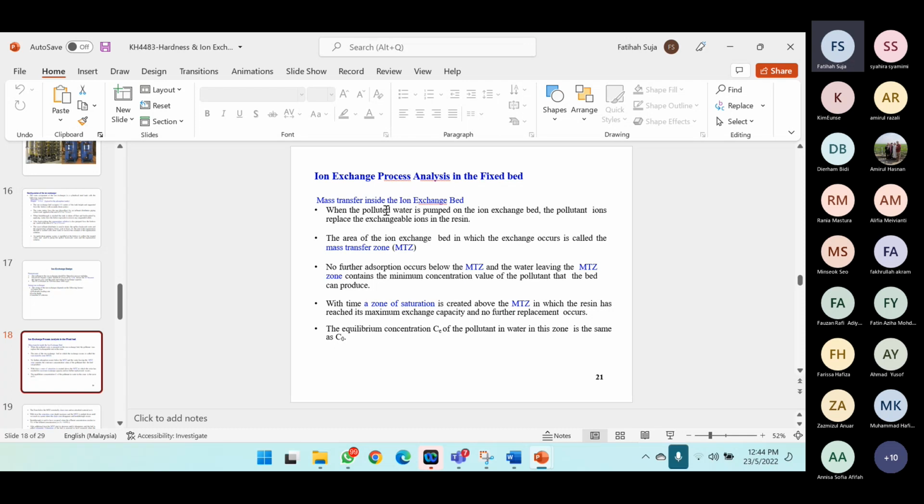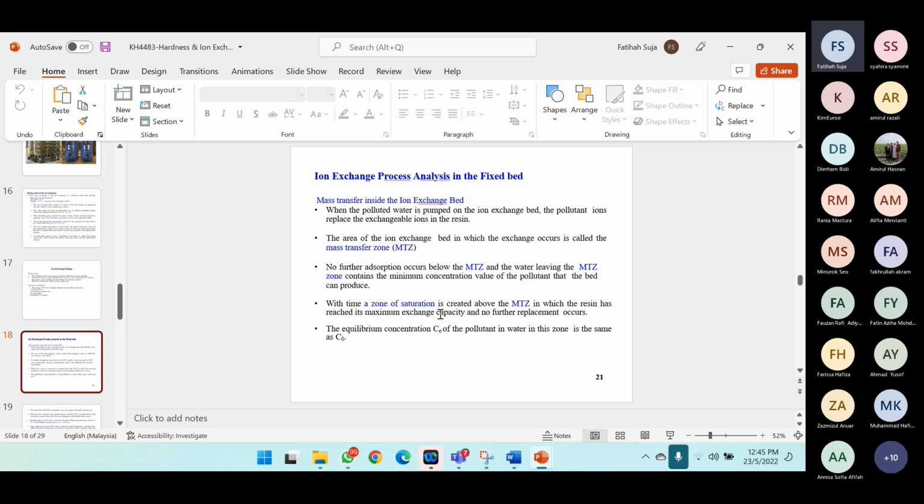Mass transfer inside the ion exchange bed. When the polluted water is pumped onto the ion exchange bed, the pollutant ions replace the exchangeable ions in the resin. The area of the ion exchange bed in which the exchange occurs is called the mass transfer zone. So no further adsorption occurs below the MTZ, and the water leaving the MTZ contains the minimum concentration value of the pollutant that the bed can produce. So this is where the ion exchange occurs.